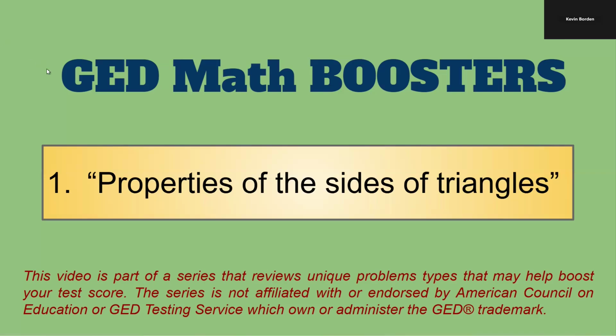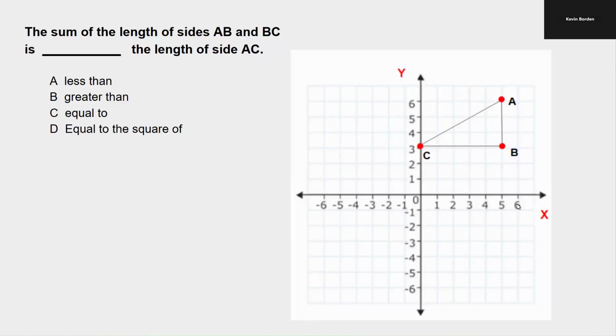So let's get started. Here is the problem we will review in this first video. The sum of the length of sides AB and BC is blank the length of side AC. And then we have these four options. This is a little bit of an unusual problem format, but it's one that you might see. We need to select the correct phrase from less than, greater than, equal to, or equal to the square of that's going to fit in this blank and make this sentence a true statement. So that covers the question format.